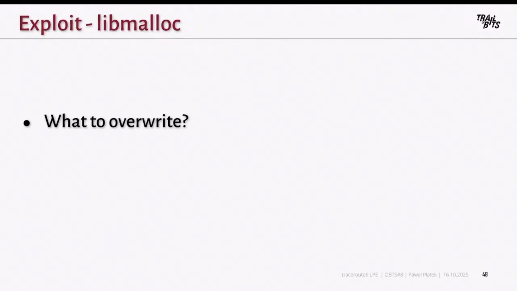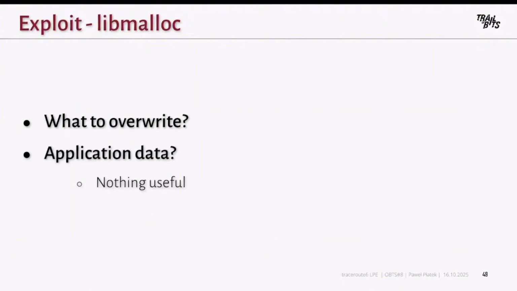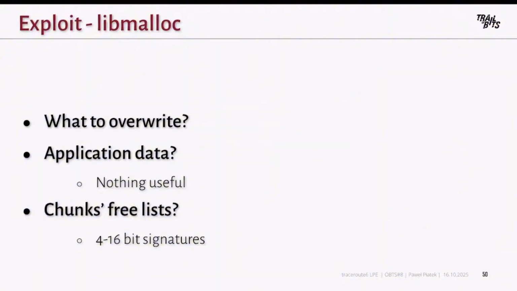There are two ways to exploit heap in general. One is to overwrite application data. However, traceroute doesn't put any useful pointers on the heap, so we cannot do that. And the other way is to overwrite the metadata.